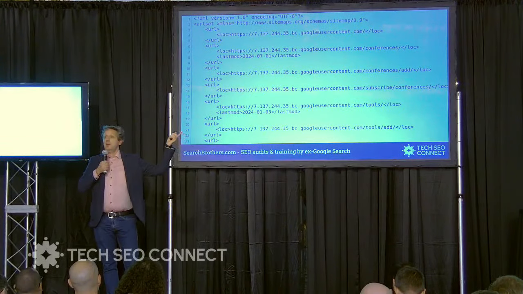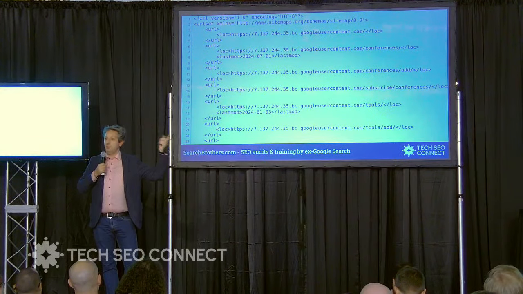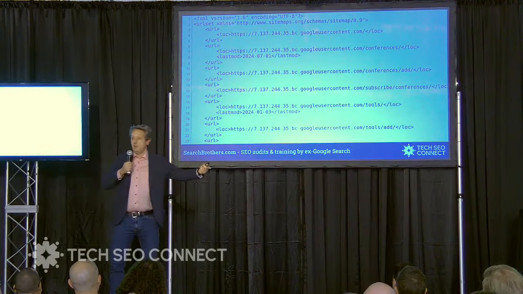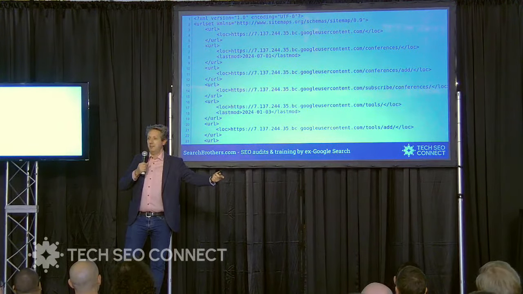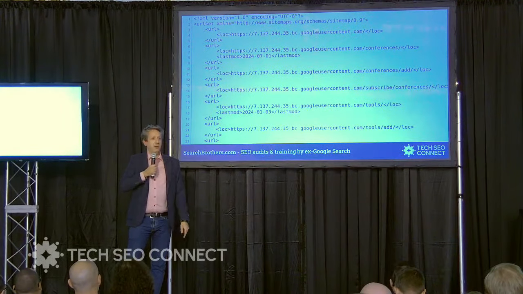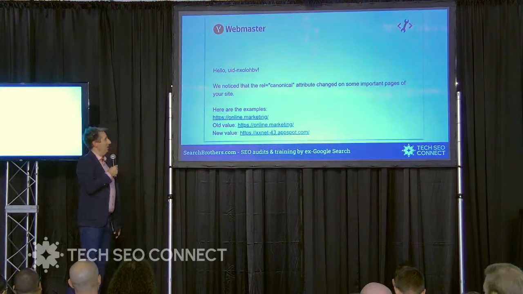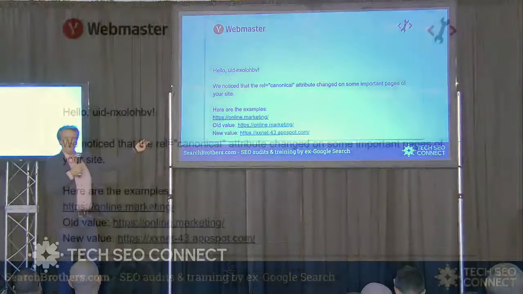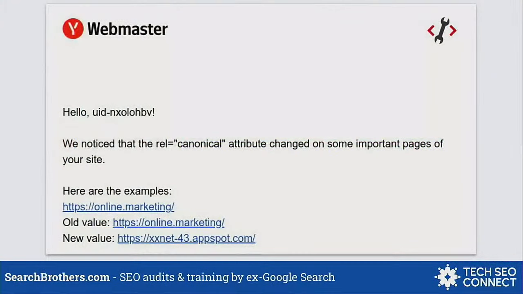What do I find? The whole sitemap, the host names have been rewritten from my normal domain to, guess what? The load balancer host name. That's why Google's indexing it all. So I'm like, seriously? No. So I try to fix it, and while I'm doing that, I get this email from Yandex, who says, yeah, your canonical has changed to this weird appspot.com thing. I'm like, seriously? What is going on?